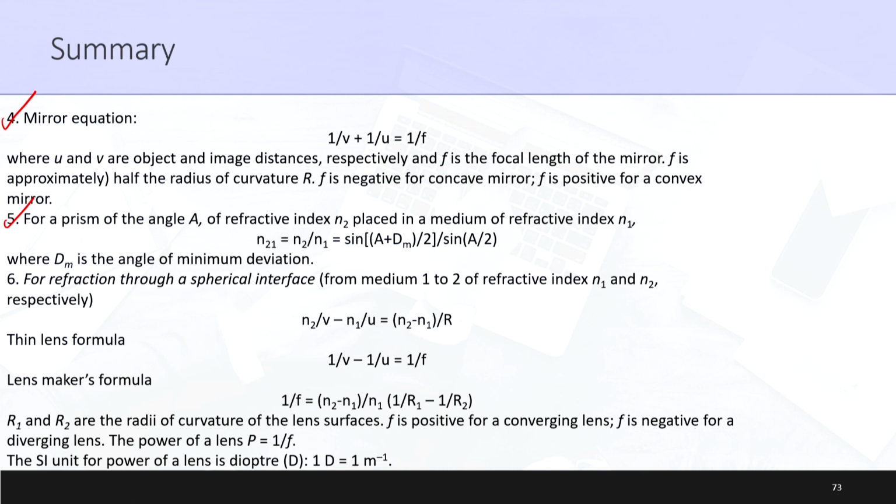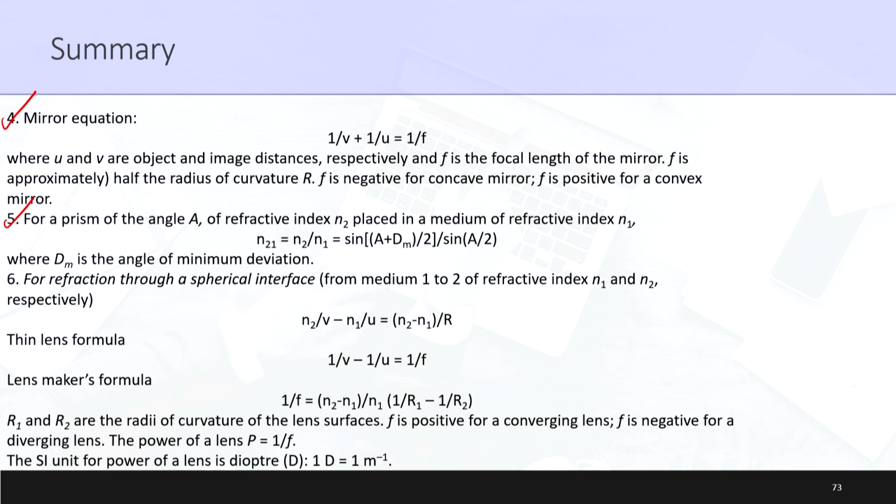Okay. Next is refraction through a spherical interface. This is nothing but the derivation for the spherical interface refraction. This is nothing but the lens formula, the thin lens formula, and this is nothing but the lens maker's equation. So, you just need to remember these. These are basically the 4 equations which you need to remember from this complete lecture series of ray optics.